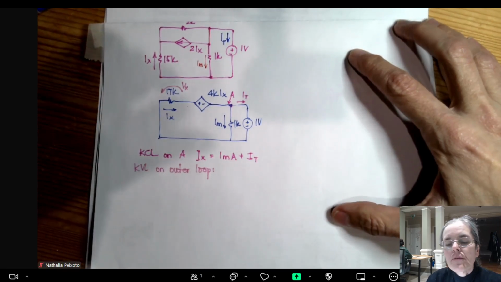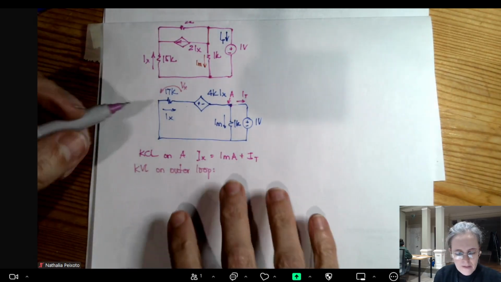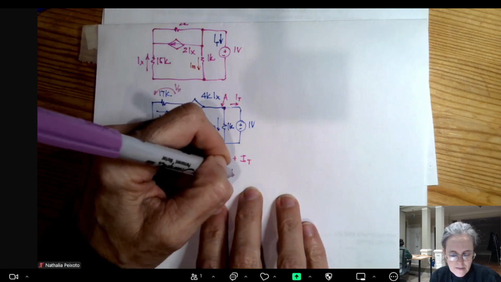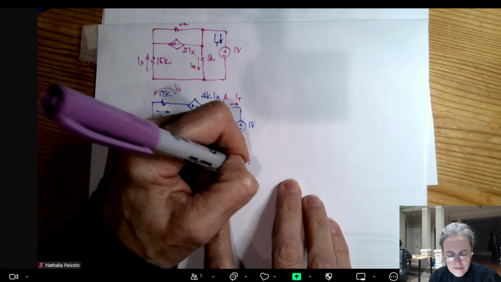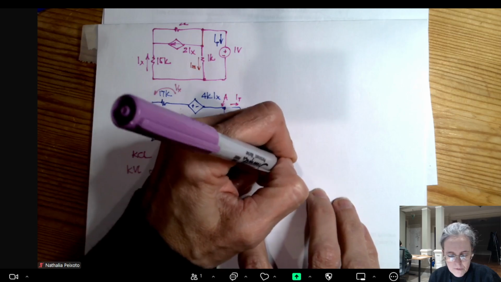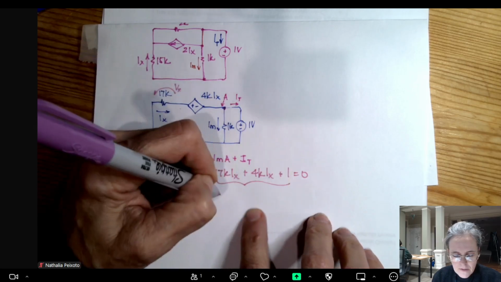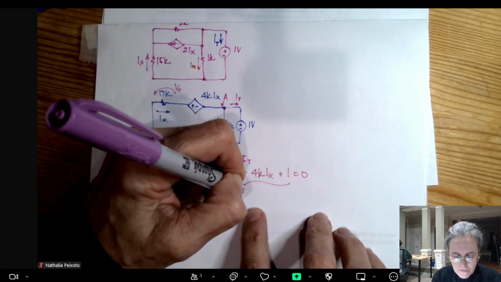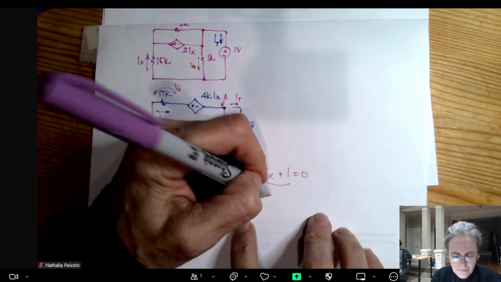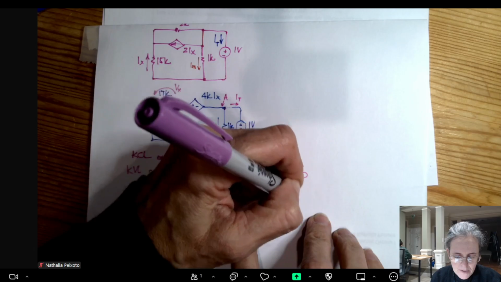KVL on our loop will be the Vx, which is 17k Ix, plus 4k Ix, plus 1 volt equals 0. So from here, we're going to say Ix is minus 1 over 21k, which is minus 1 over 21 milliamps.